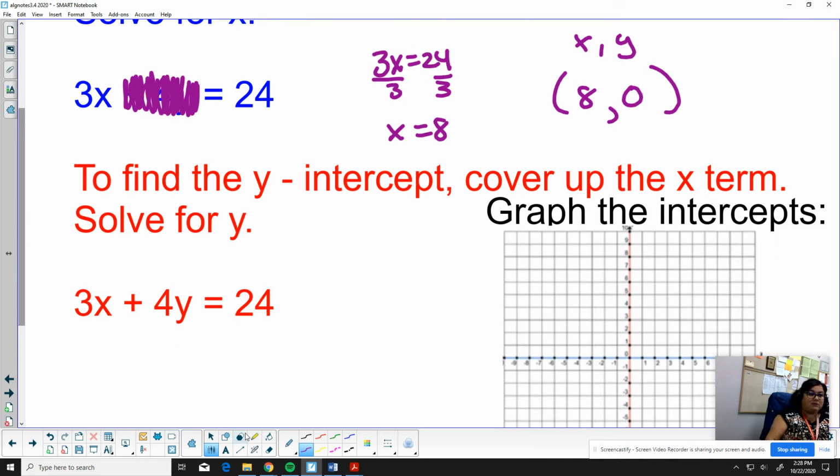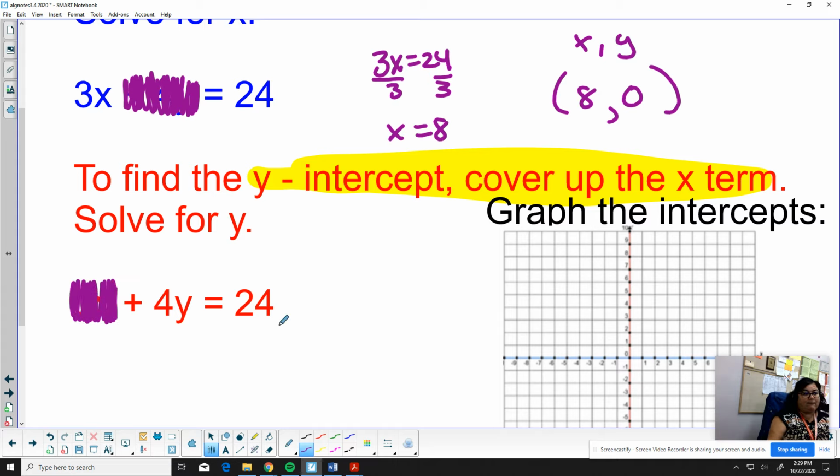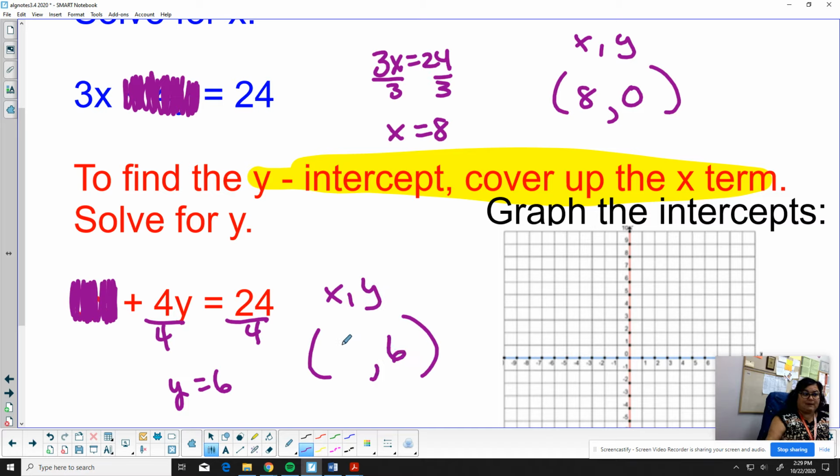Okay, and then to find the y-intercept, I do exactly the opposite of what I just did. So write this down. I hit pause, write that down. To find the y-intercept, we cover up the x term, and then we solve for y. So I've got the same equation here, and this time I'm going to be covering up x, which means I'm going to completely cross it out. And what I have left is this, which is just a one step. So I'm going to divide both sides by 4, and y is 6. So if it's x comma y, 6 goes in the back. So the 2 points I want to graph are 8, 0, which would be right here. Let me move this graph a little.